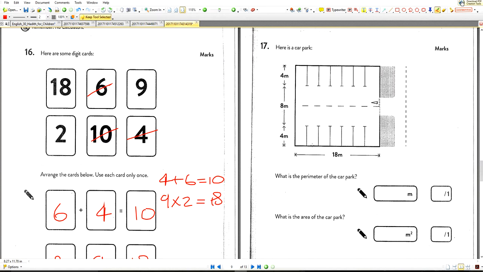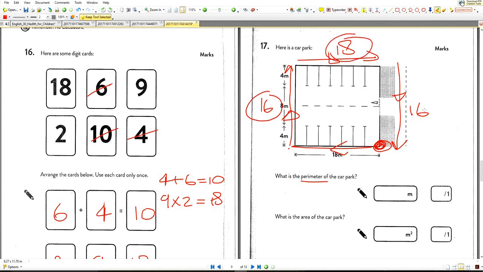Question number 17. What is the perimeter of the car park? The word perimeter means the distance around the shape. So if I start here and I go this way, that's 18, and if I go up, we have 8, add another 8, that'll give you 16, and then we're going to go across, that'll be another 18, and then we go down, and that will be 16. So the perimeter is the distance around the shape, as though we're starting in one place and walking around the shape. If we add up these 4 numbers, that will give us a nice lovely answer of 68 meters.